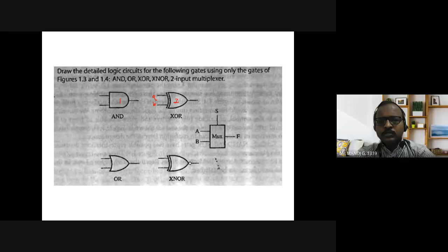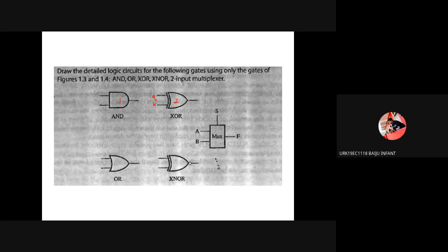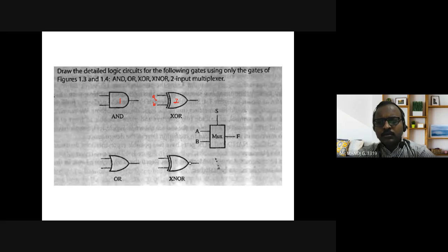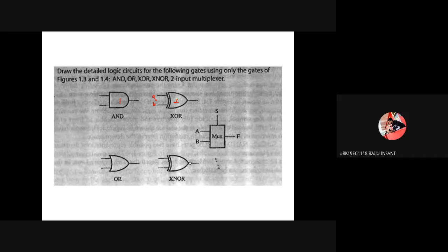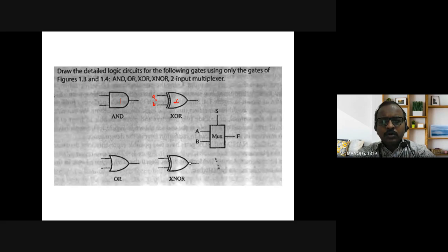I think Ruby Grace has already done it. I think it's my network issue. A dash B plus A B dash. Okay. All of you, can you please draw the diagram and check that? Do it later, not now.